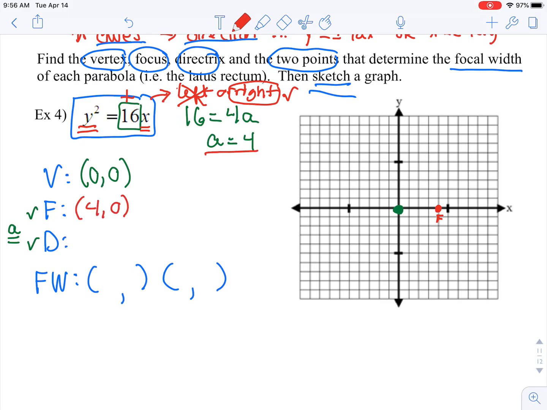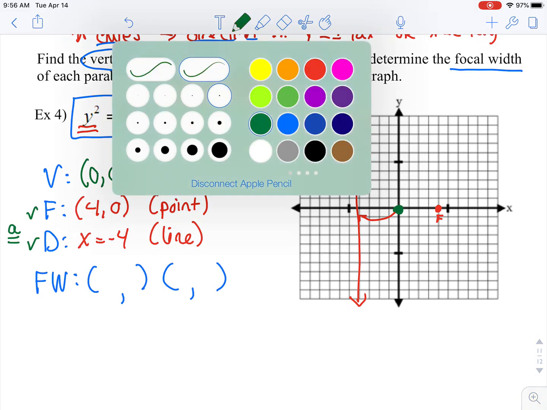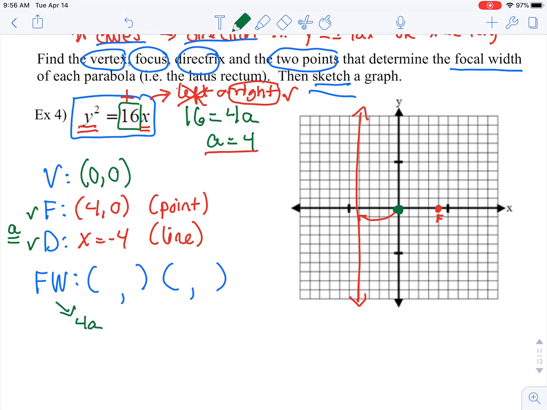And I know my directrix is going to be 4 units in the other direction, so my directrix is going to be over here at x equals -4. Remember, the focus is a point and the directrix is a line, so make sure you're writing an equation for that one. Okay, for the focal width, remember that the focal width is always the 4A value. In this case, that 4A value is 16. Now that means that we need to go 8 units each direction from the focus.